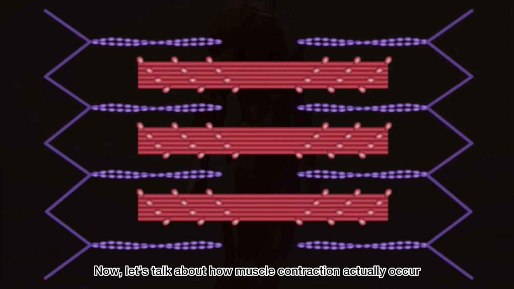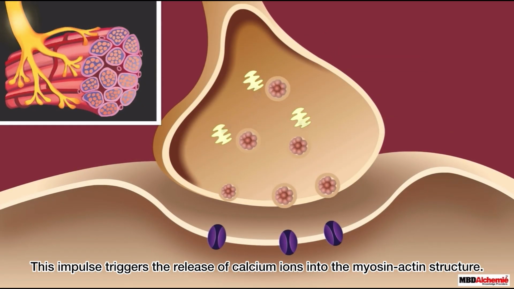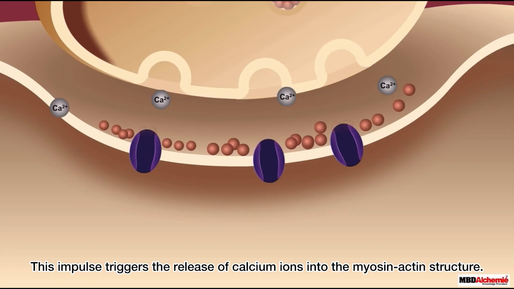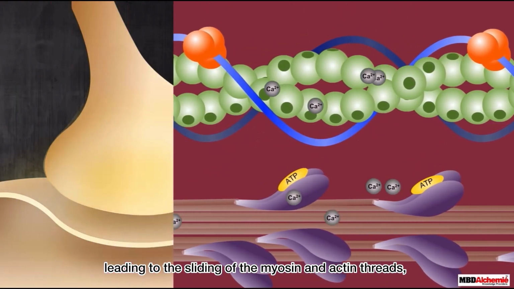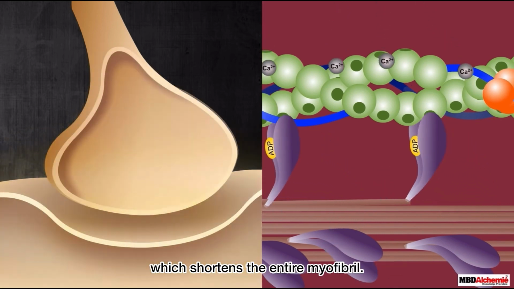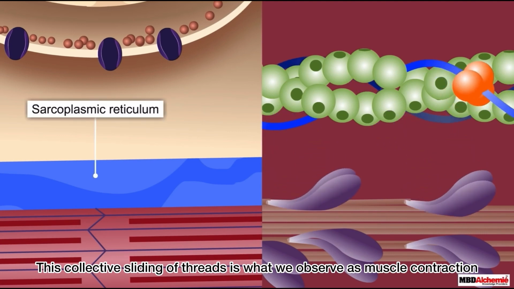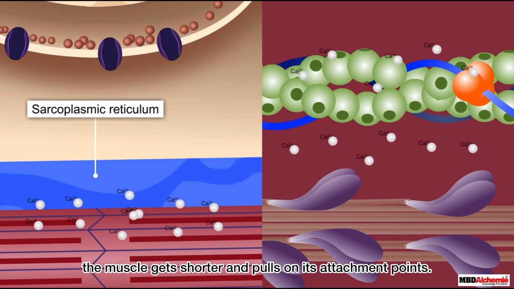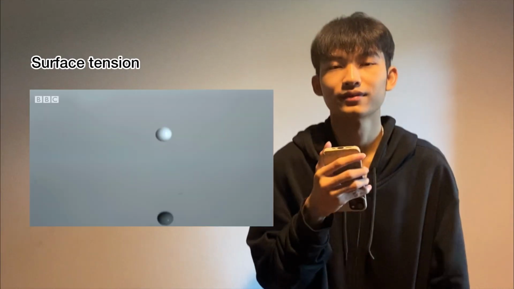Now, let's talk about how muscle contraction actually occurs. It all begins with an electrical nerve impulse. This impulse triggers the release of calcium ions into the myosin-actin structure. This calcium ion causes a conformational change, leading to the sliding of myosin and actin threads, which shortens the entire myofibril. This collective sliding of threads is what we observe as muscle contraction. The muscle gets shorter and pulls on its attachment point.